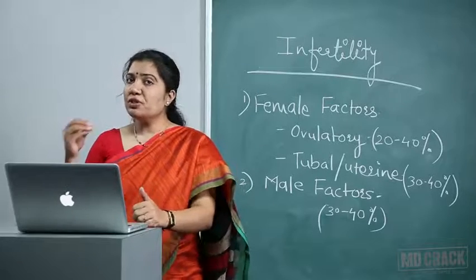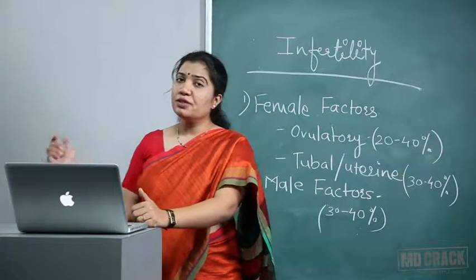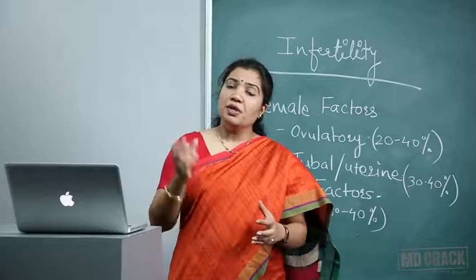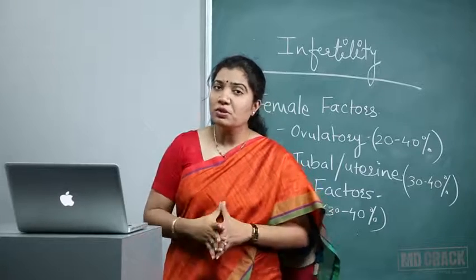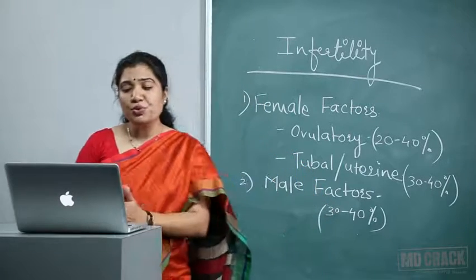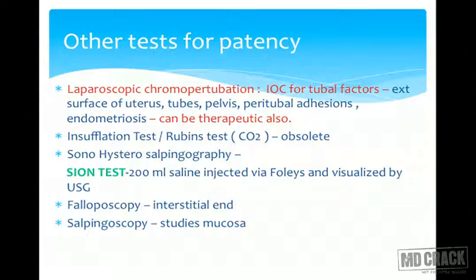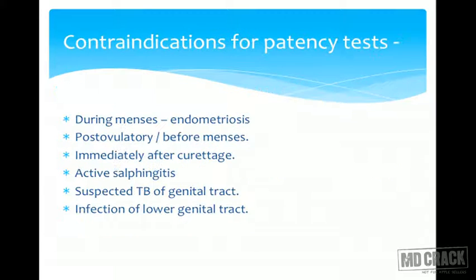Falloposcopy, in which you put a scope and a cannula inserted through the fimbrial end, gives you information about the inside of the fallopian tube. There also can be salpingoscopy, which studies the mucosa. So falloposcope goes through the interstitial end. Salpingoscope also helps in studying the mucosa of the fallopian tube. So these are the tests which give us additional information. But the commonly done test practically is HSG, but the investigation of choice is laparoscopic chromopertubation.